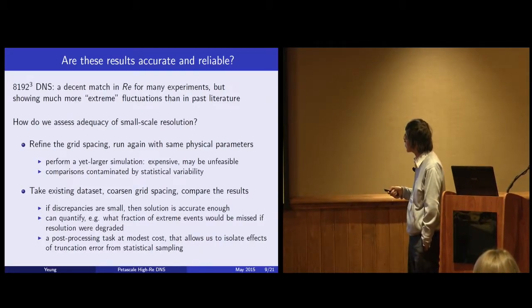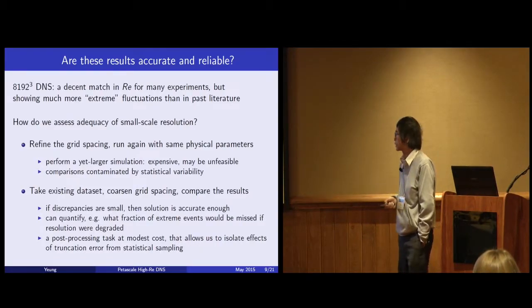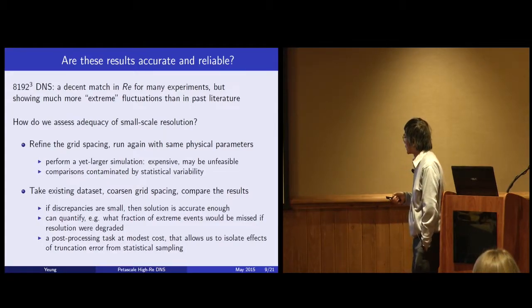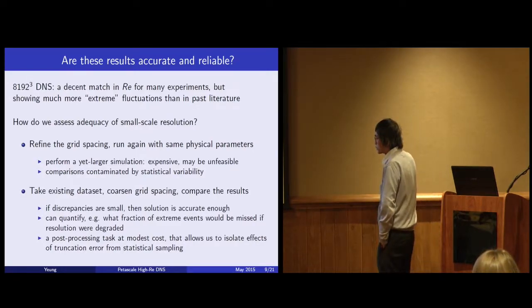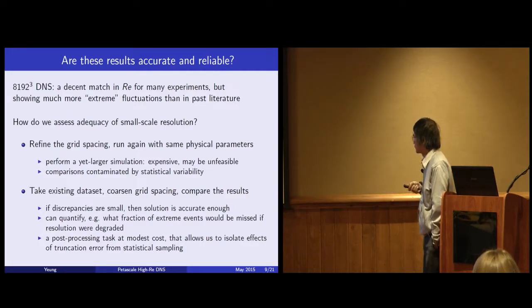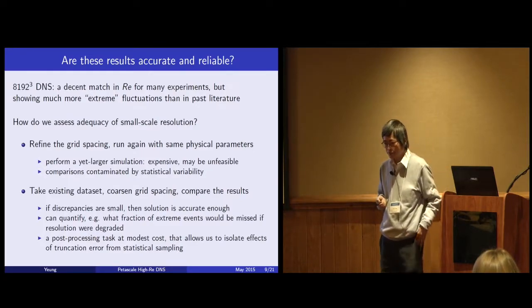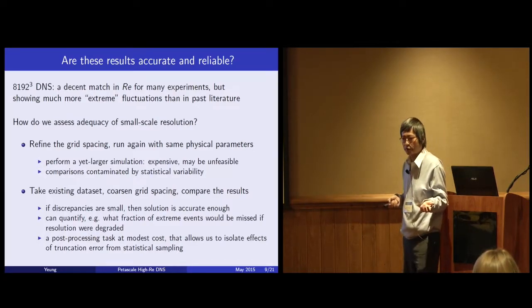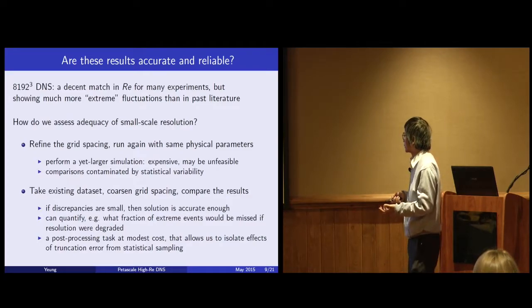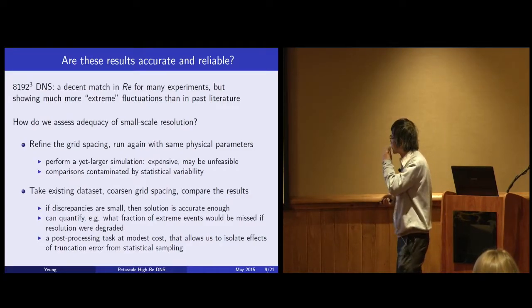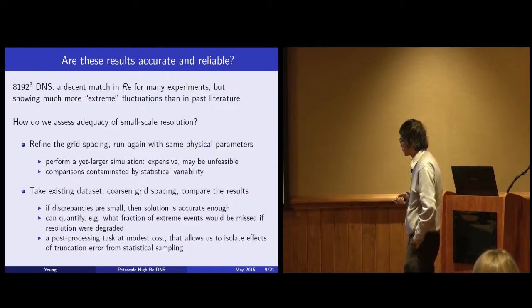Do the simulation again with the same physical parameters, aiming at the same Reynolds number. So we'll be performing a yet larger simulation. Unfortunately, this is going to be very expensive, as you might see. It may not always be feasible, and also the comparisons are going to be contaminated by statistical variability. We have some random variables on one particular grid resolution and another random variable on another grid resolution, so the statistics are going to interfere.